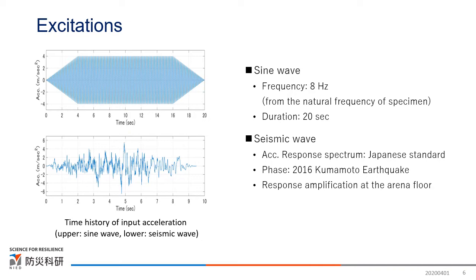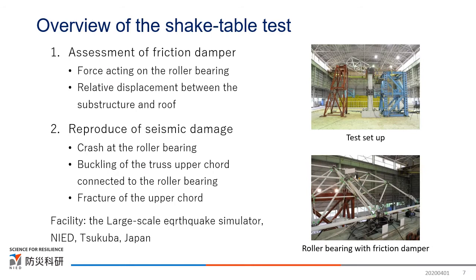Same as Part 1, we take two types of input excitation, a sine excitation and a seismic excitation. You can see the acceleration time histories on the left side. In the shake table test, we first conduct some excitations for assessing the friction damper. Then we conduct a test for reproducing the earthquake damage observed in the Kumamoto earthquake, specifically a crash at the roller bearing and buckling and fracture of the truss upper chord connected to the roller bearing.